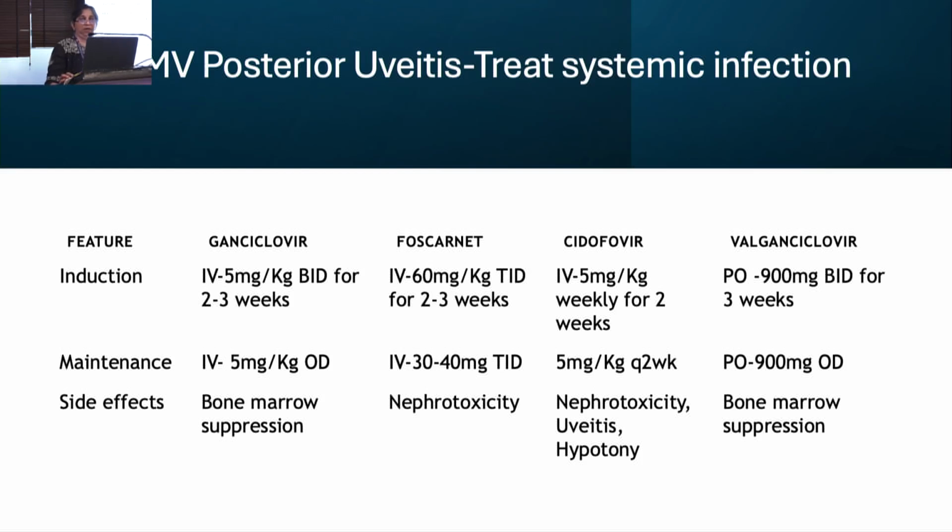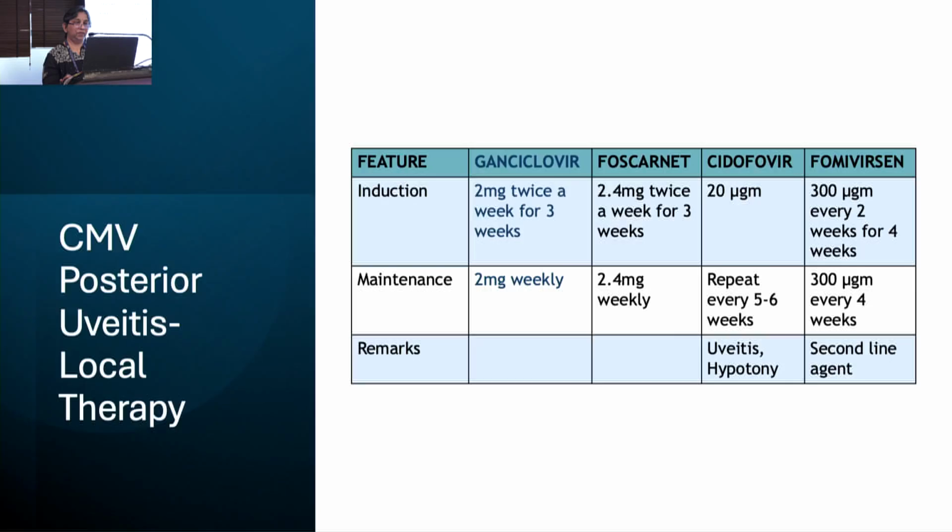So ideally you should treat it with tablet valganciclovir, 900 milligram BD given for 3 weeks, and then reduced to 900 milligram OD until the lesions resolve and the immune system recovers. Okay? And you can supplement this with local therapy. Local therapy is not to be used on its own because it doesn't protect the other eye if only one eye is involved, and it doesn't clear the systemic infection. Again, the preferred agent is ganciclovir, 2 milligram. You can give it once or twice a week, and then on a weekly basis as maintenance until the infection resolves.